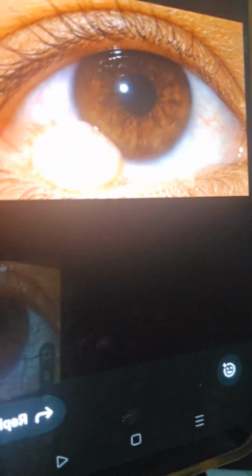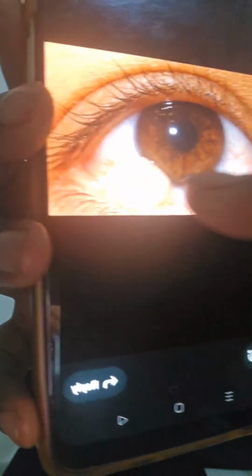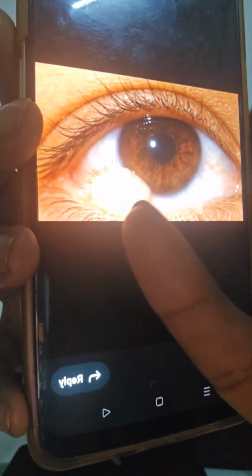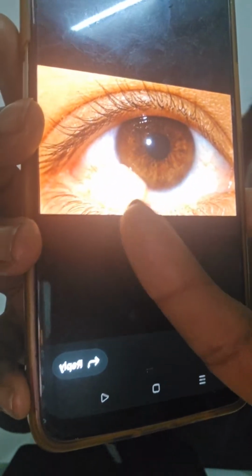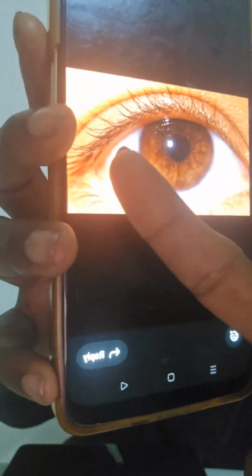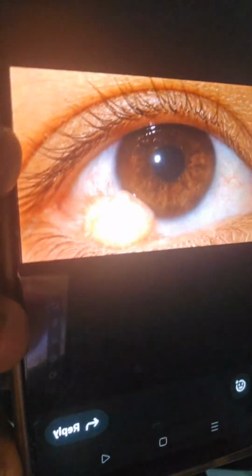Okay, this is very, very easy. Often asked question, IBQ. This is your limbal dermoid. So you can see that limbal dermoid. Most common location, inferotemporal quadrant. So that means this is the right eye. Inferotemporal limbus is where you see the limbal dermoid. Okay. So that is a limbal dermoid.